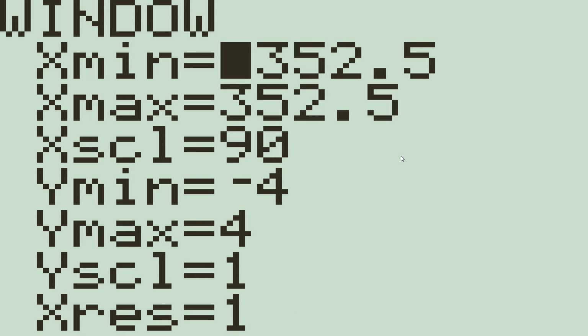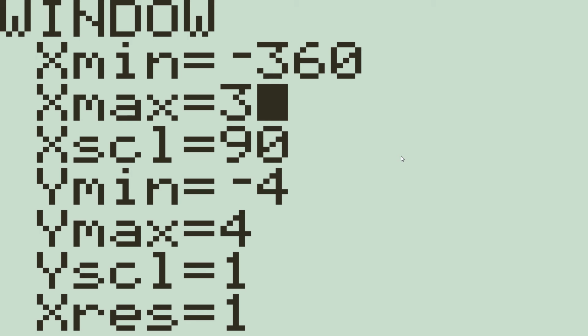What's our domain? Let's match it up here. It looks like ours goes between negative, I pressed the window button by the way, negative 352. I'm going to need to go to negative 360 to hit that number by the way. So I'm going to change that to 360 and to 360. One thing I didn't really pay attention to was how much every step is. It assumes you want to go by 90s. That's just fine.